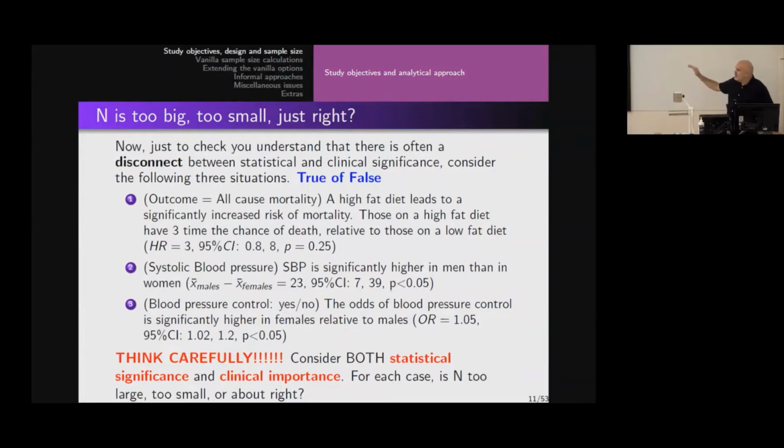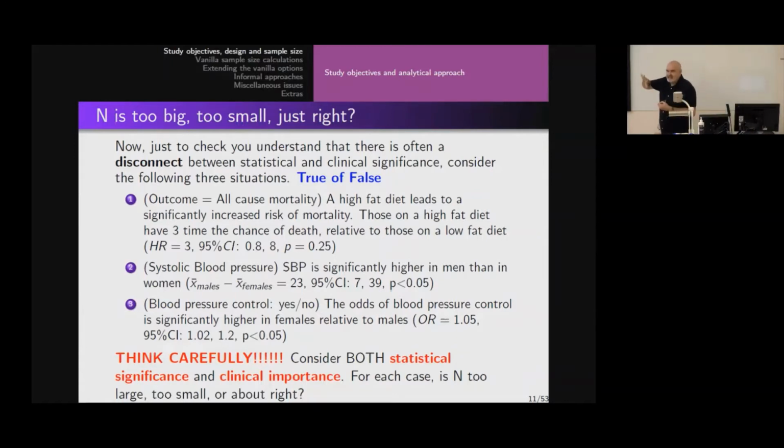Okay, was it statistically significant? Yes. So just looking at that, would you say N was too large, N was too small, or N was about right? It was clinically significant, it was statistically significant. Okay, you don't need to see my sample size calculation. My study worked, okay?